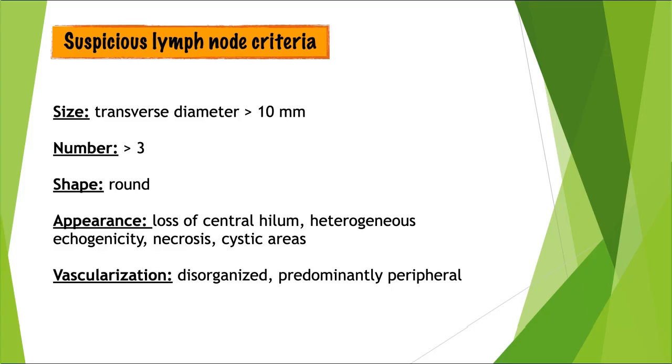Shape. Any lymph node that becomes round, that no longer has an elongated shape, is suspicious. Normally the length is about twice the thickness of a lymph node. Any lymph node that starts to become round is suspicious.